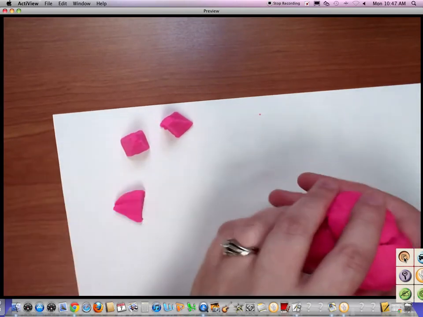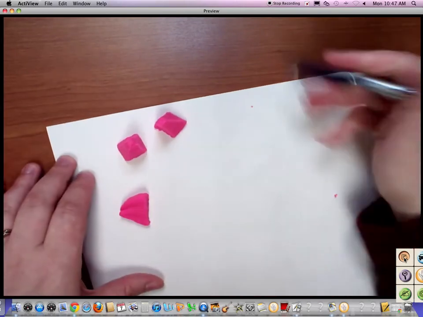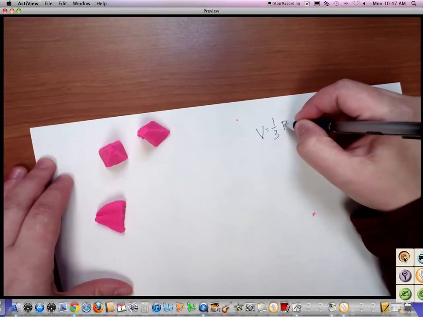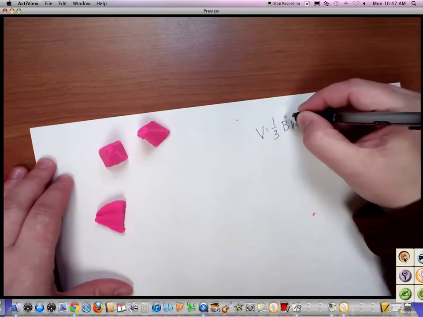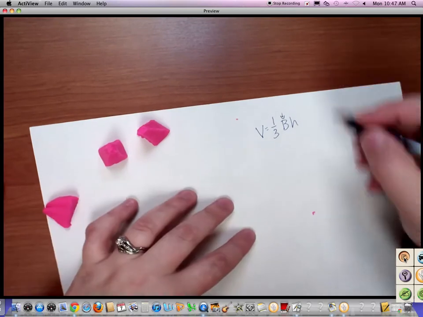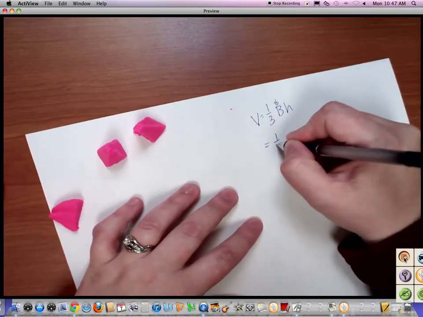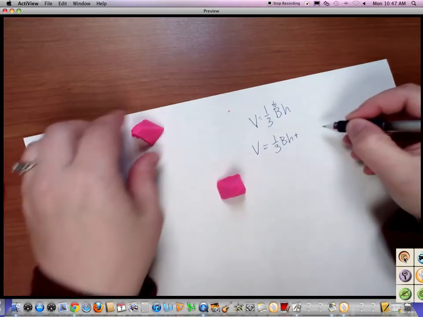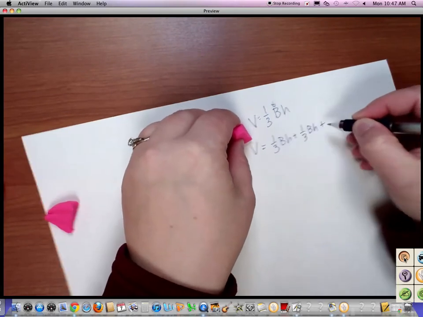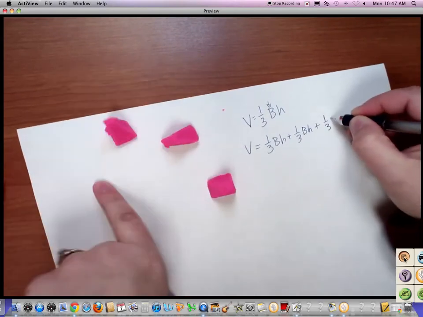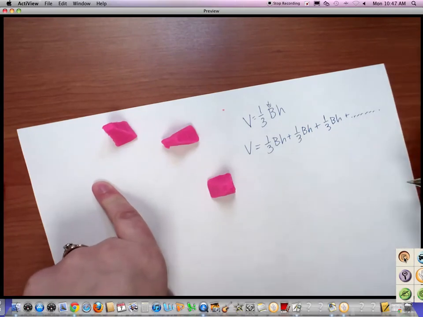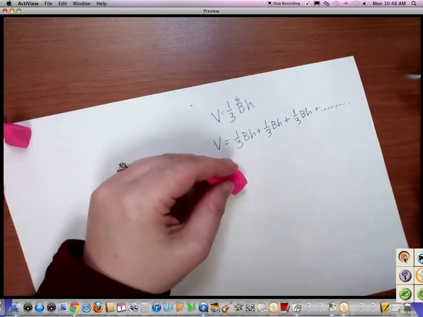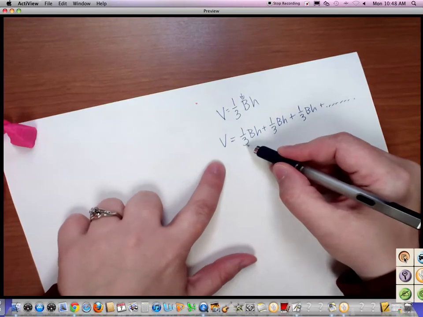All right, so let's think about a square pyramid. Isn't the formula for the volume 1/3 the area of the base times the height? And it just depends on if we have a square or a triangle, and it really doesn't matter. So we're going to have 1/3 base times height for this piece. And I'm going to add in 1/3 base times height for this piece. And I'm going to add in 1/3 base times height for this piece. And keep going and going and going, dot, dot, dot, forever and ever, until all of my pieces are taken care of. But if I cut them into smaller pieces, then I'd have even more pieces.